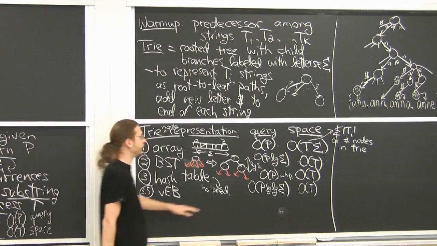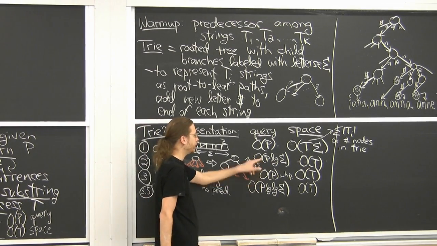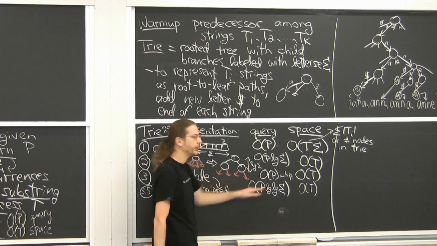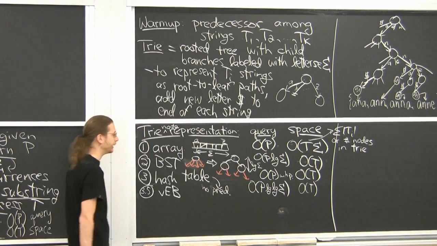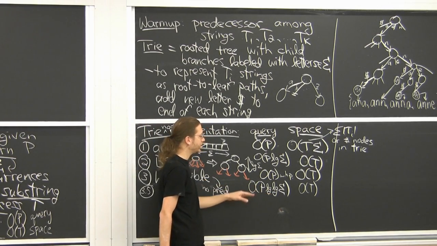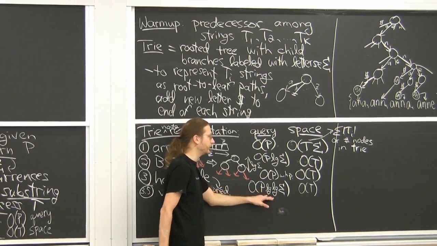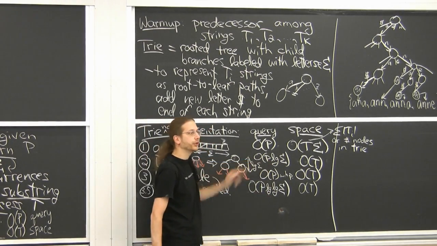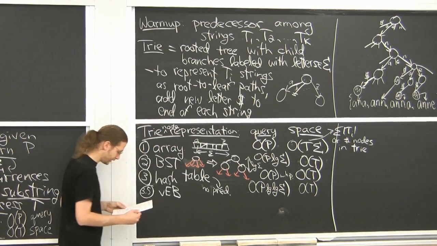And Van Emde Boas doesn't quite do what we want either. It improves over the BST approach, but we get another log in there. But it's still not order P. Kind of like order P. Or at least instead of order P times log sigma, I'd kind of like order P plus log sigma. And order P plus log sigma is known. So that's what I want to tell you about.